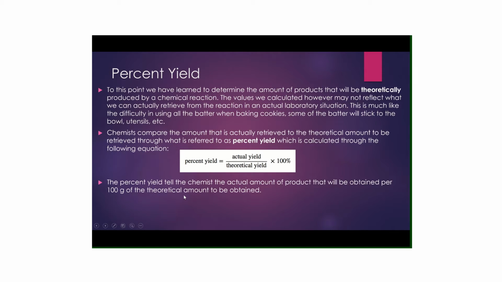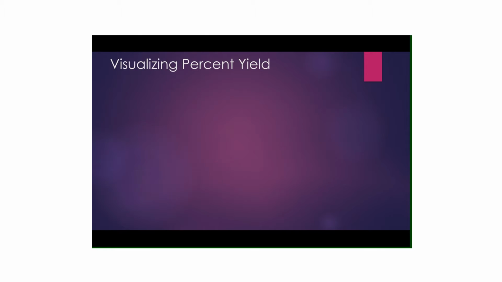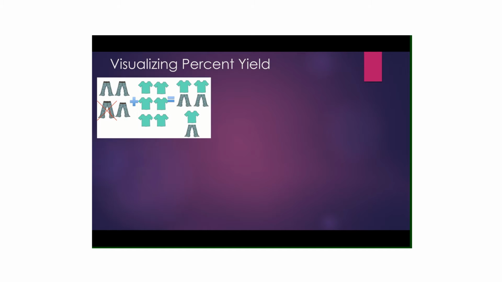When using stoichiometry, we can always take what we actually got over 100 grams, and that's a very easy way to convert a percentage to an amount of grams. That way we can use a percent yield value directly in our stoichiometric calculation. We'll see an example of that in a couple of slides. First off, let's visualize percent yield.